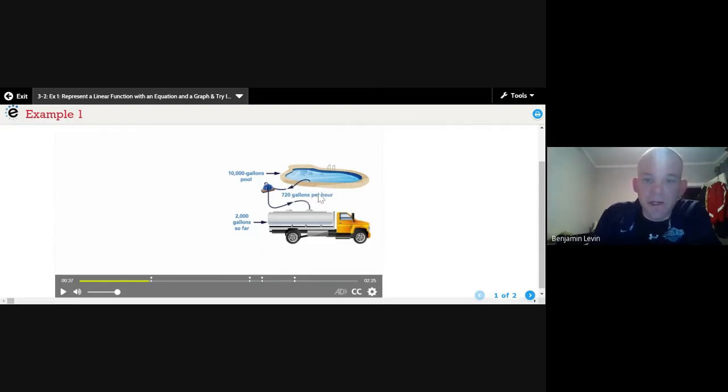Whenever you have a unit rate, you have something per something. In this case, it's gallons per hour. That's how fast the pump works, right? So our linear equation for this model could really be written as y equals 720x plus 2000, right? And I'll put that up here on the Jamboard so you can see what I'm talking about here.